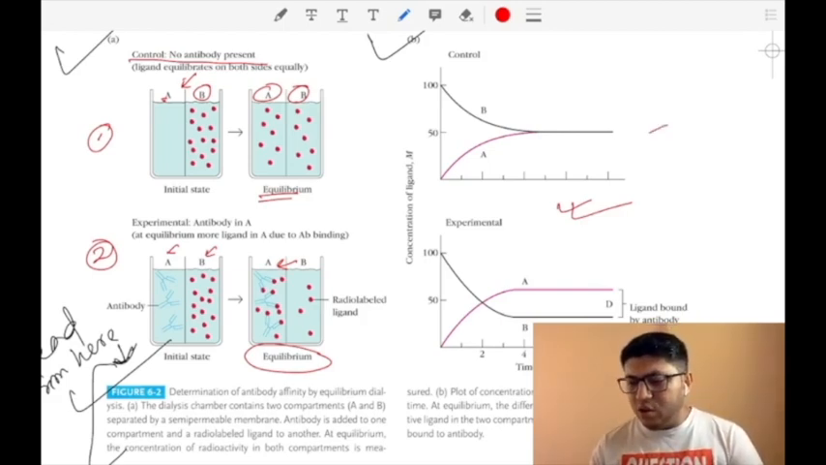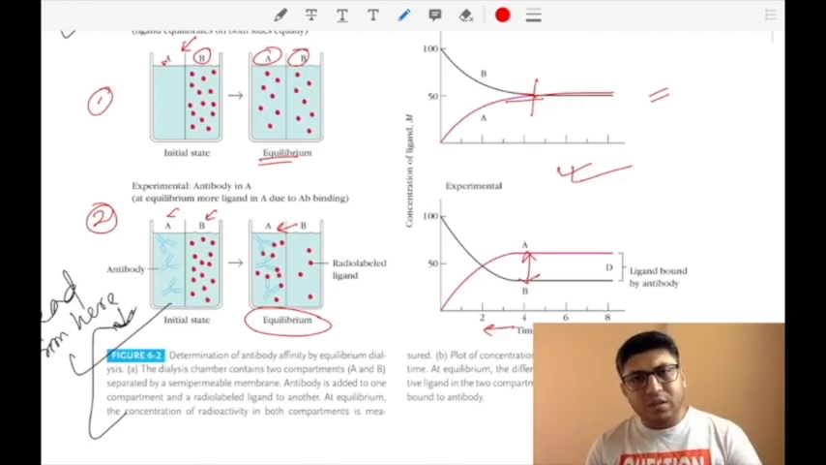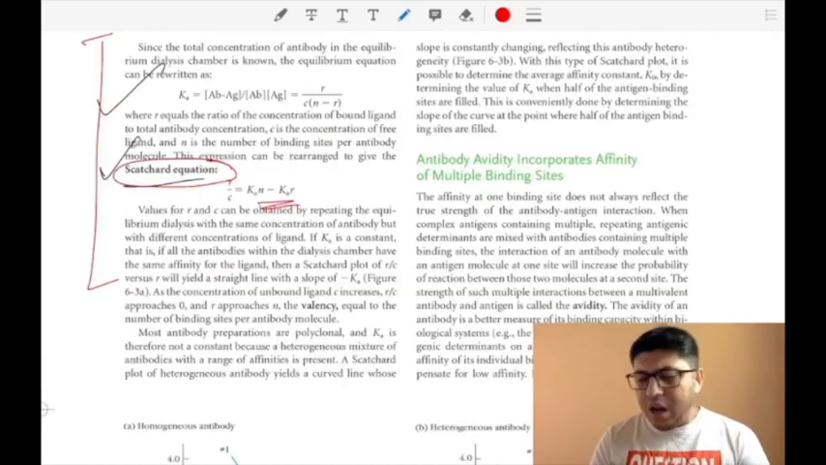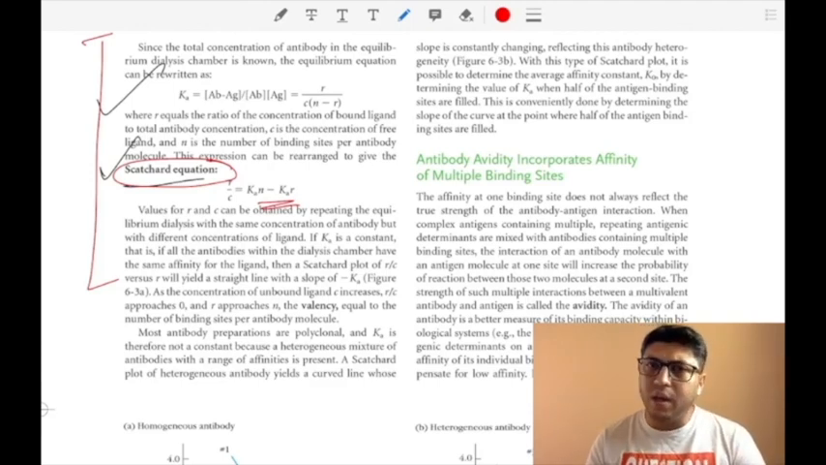As you can see in this control experiment, after a time these two molecules come and equilibrium is reached. But here you can see that this time is much shorter than the control and the equilibrium is shifted. So more antigen molecules entered the compartment where the antibody is lying. Now this interaction proves that affinity plays the major role between antigen and antibody. After the scatter plot, it was proved that affinity is the major part playing between antigen and antibody.